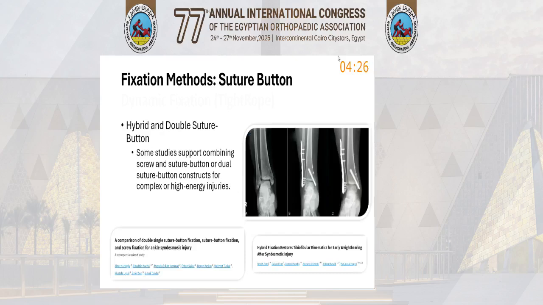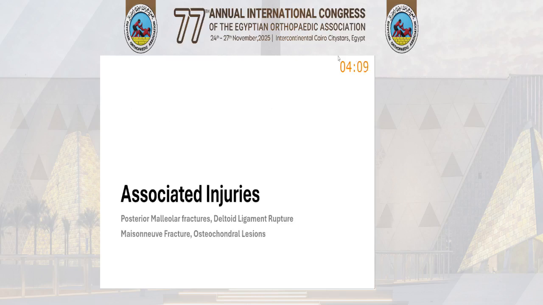What about the double suture button or hybrid? Some studies support using not only one suture button but a two suture button construct for complex or high-energy injuries to improve stability and better correct the rotational instability of the syndesmosis.